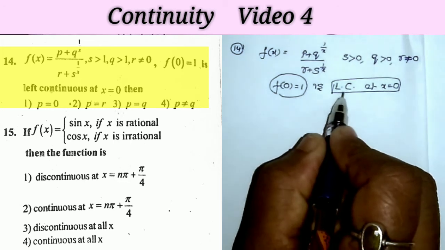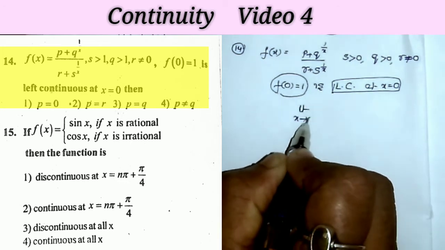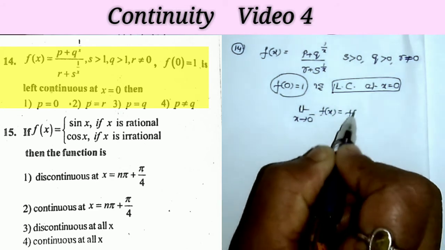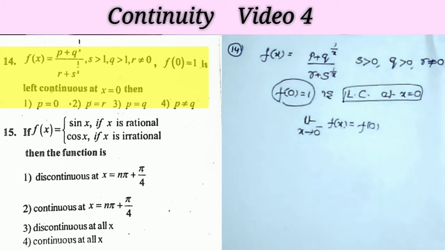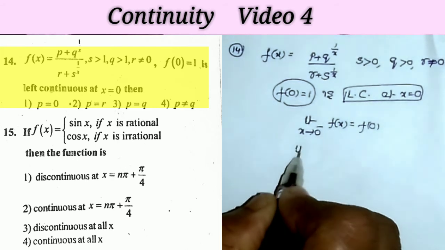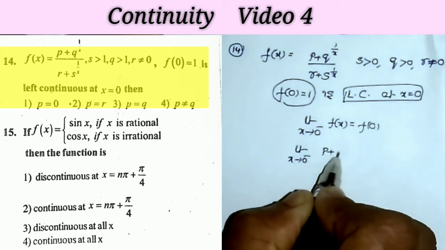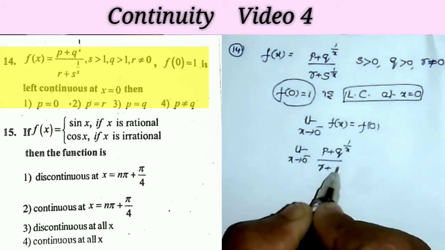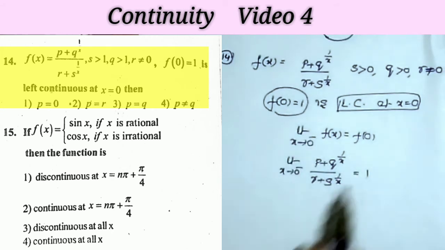Given that it is a left continuous function, what is the meaning of left continuous? Limit x tends to 0 minus f of x is equal to f of 0. Left continuous means left hand limit value is equal to limit value. Now replacing the function here, limit x tends to 0 minus, what is f of x? Given that f of x is equal to p plus q power 1 by x by r plus s power 1 by x is equal to, given that f of 0 is equal to 1.